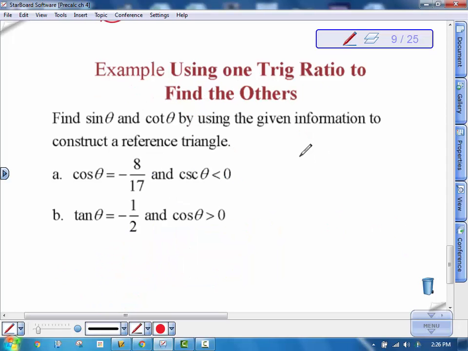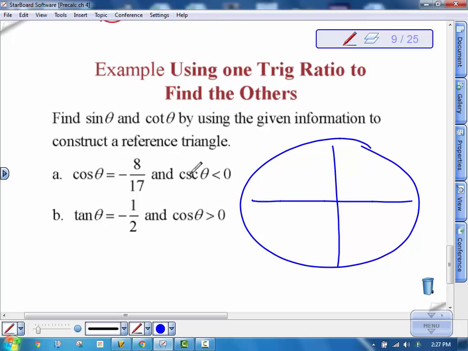Okay, I'll just do one more example then. In the homework, I'll give you basically some clues sometimes about where you're at, and then ask you to find other trig functions. For example, this wants us to find sine and cotangent using these clues. So we're told that the cosine of theta is equal to negative 8 over 17. Cosine is the x value, so that means we have a negative x value. It tells us we're in the second or third quadrant, or somewhere over here. And then we're told that the cosecant is negative.